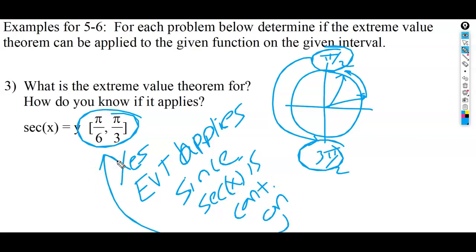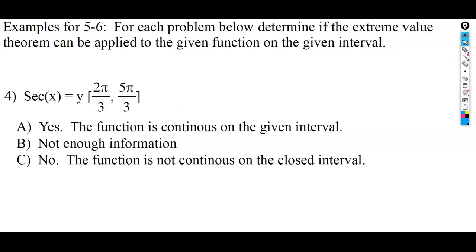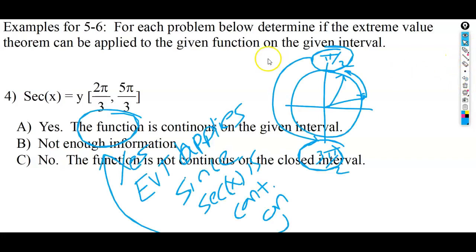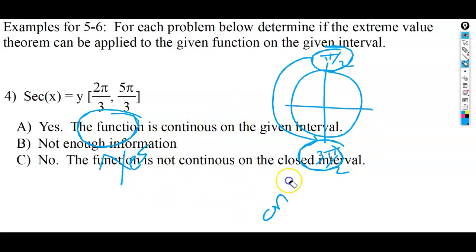So yes, EBT applies since secant is continuous on that interval. Okay, let's take a look at another problem here. Here's another one. So let's bring back that picture again. Bearing in mind we have some discontinuities here at pi over 2 and at 3 pi over 2, and any multiple of pi over 2 after that as well.